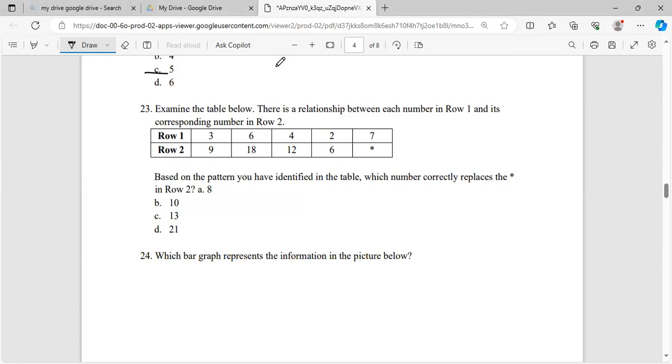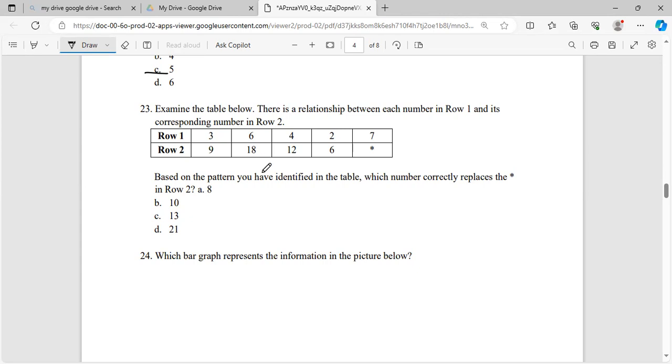All right, look at this one now. It says, examine the table below. There's a relationship between each number in row 1 and its corresponding number in row 2. So this is row 1. Khalil, go ahead. Sir, I got the answer. All right, give us and explain how you got it. I got the answer 21.